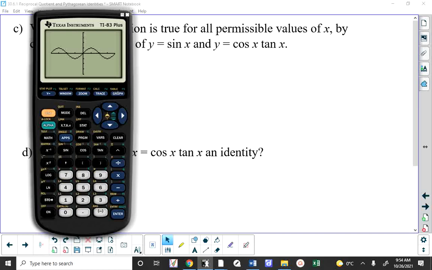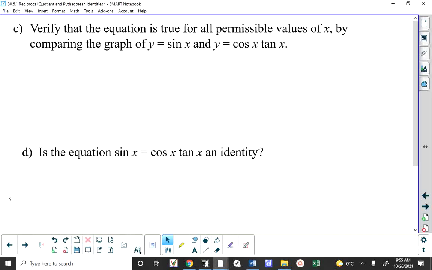So they're the same. I personally just like going to my table to verify something. It's less visual, it's more numerical, but it makes more sense. Is that equation an identity? Well, we think so.